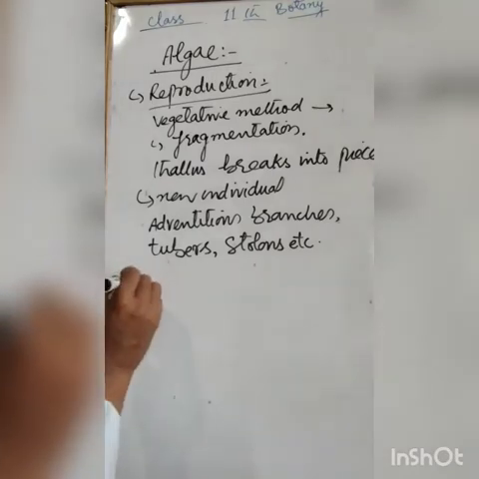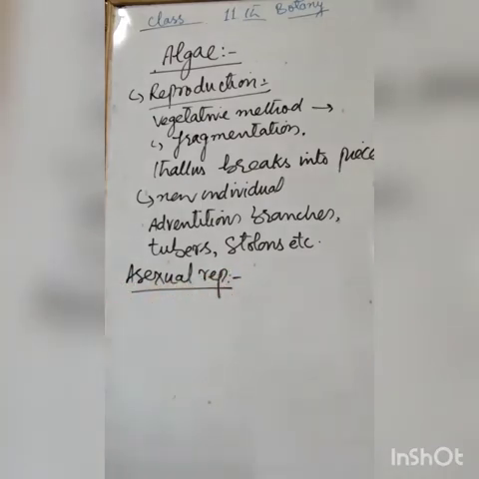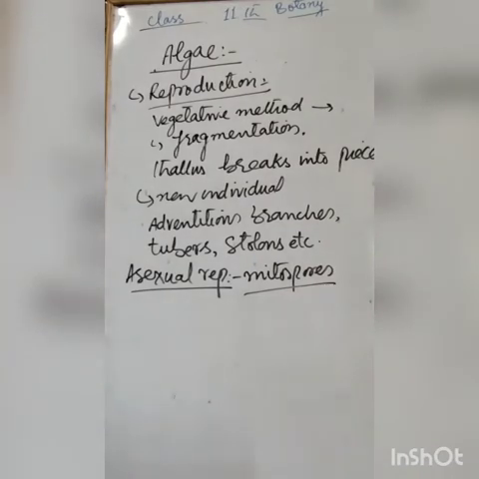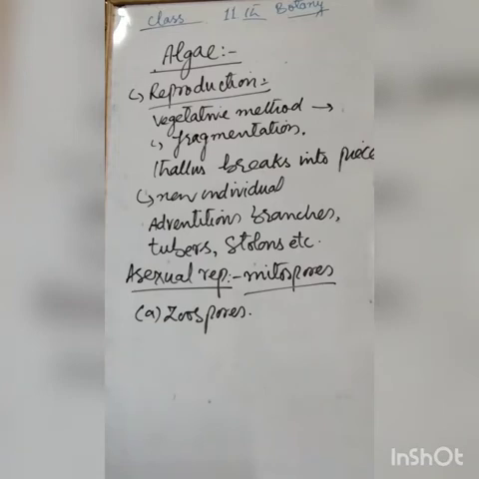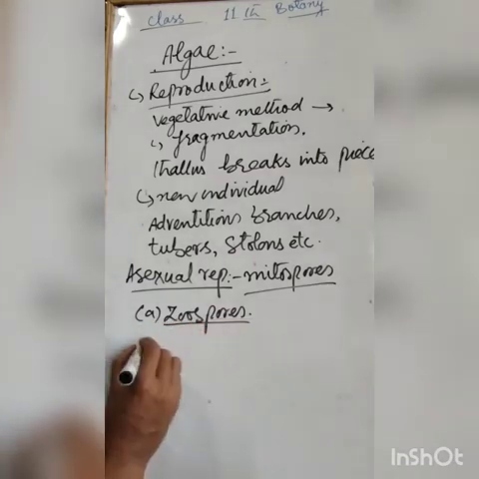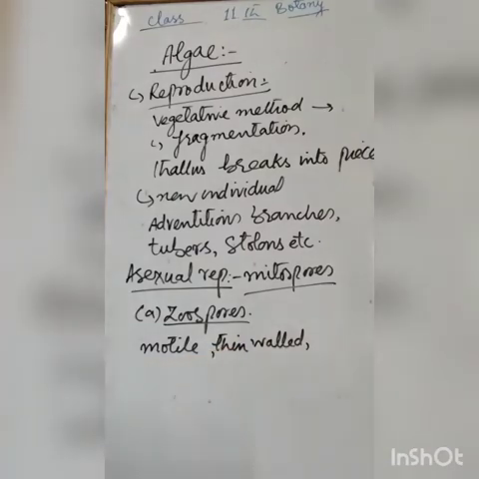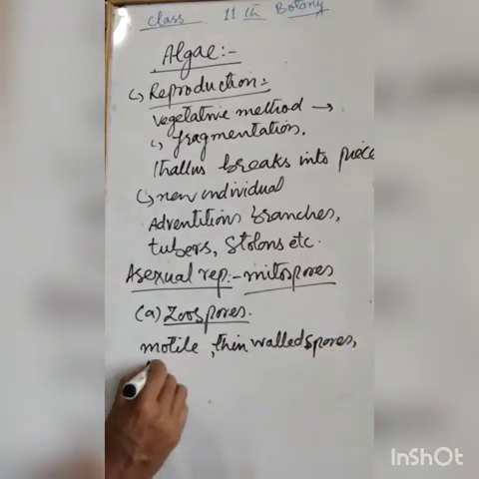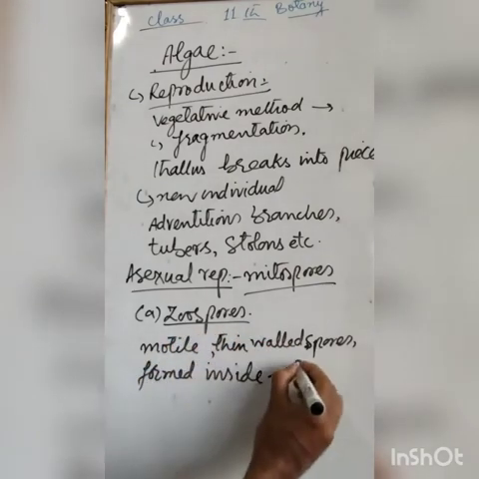Now, asexual reproduction occurs by the formation of common mitospores, and these may be zoospores. Zoospores are motile, thin-walled spores formed inside a rounded structure that is called a zoosporangium.